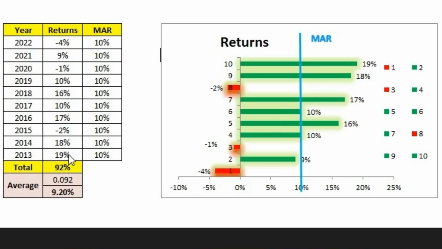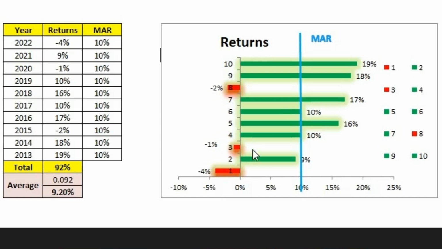See, in 2013 it has given 19%, 18%, -2, 17, 10, 16, 10, -1, 9, and last year it has gone down by -4%. So these are the last 10 years return of the company where you have invested. Let's say this is company X. And you plot a graph with these numbers.